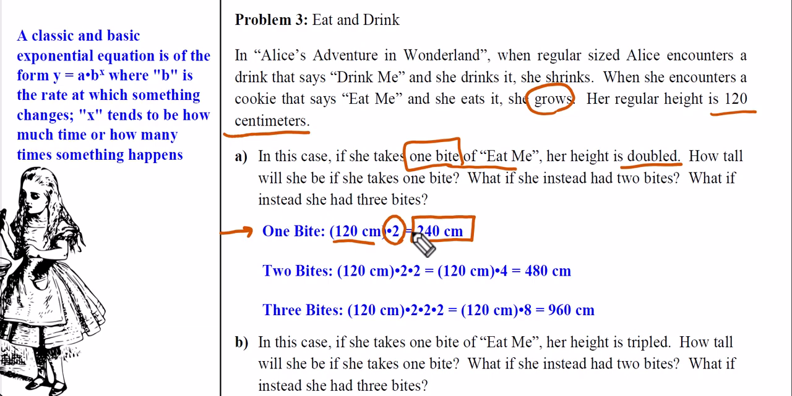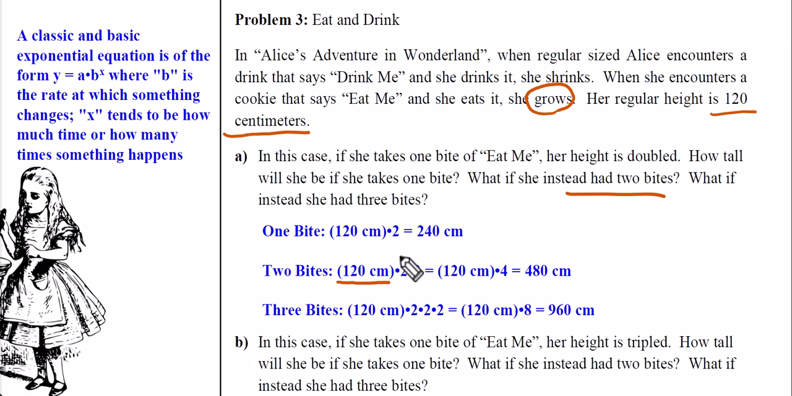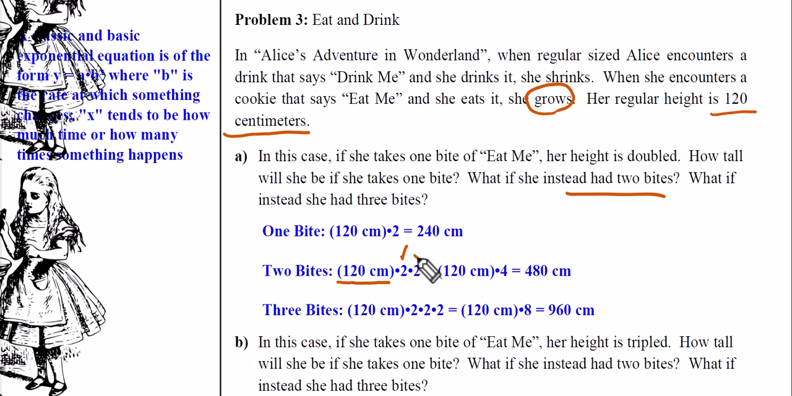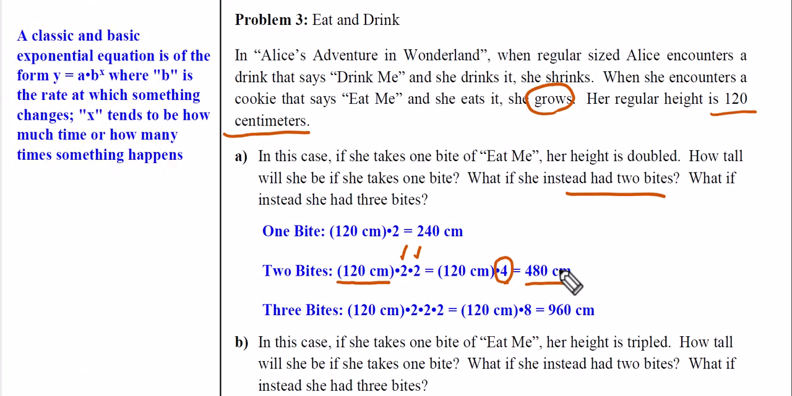Great. What if she takes 2 bites instead? So let's go back to the original problem. She's 120 centimeters tall. She takes 2 bites. Every time she takes a bite, it's doubling her height. So that's 1, 2. That's like quadrupling because she took the 2 bites. So that's 480 centimeters. That's quite the growth.